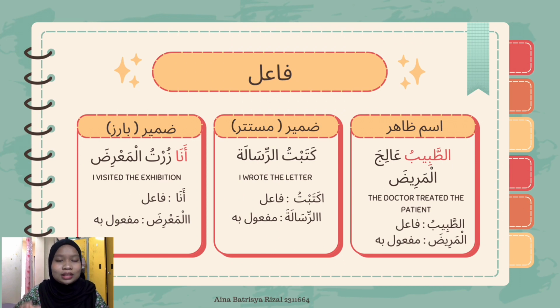And lastly is dhamir bariz. Dhamir bariz is when, even though the doer, the fa'il, is not clearly mentioned, we can understand and know who it is based on the context. For example, Ana zurtu al-maridah. I visited the exhibition. Ana is a fa'il, al-maridah is a maf'ul bihi. We can see in the sentence, even though the fa'il is not clearly mentioned, that I am the one who visited the exhibition, and we can understand that correctly.